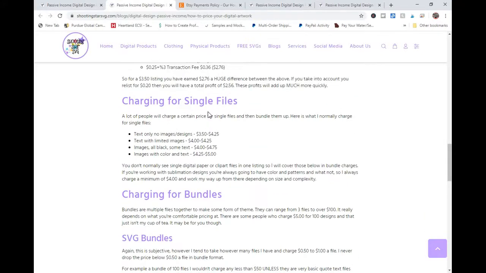So when I'm looking at single files for SVGs, I normally base this as my baseline. If I just have text only with no images and extra designs, depending on how many words are on it and how big the design is, it can be anywhere from $3.50 to $4.25. If it's text with limited images, it can be anywhere from $4 to $4.25. And then if I have images that are all black with some text, it's $4 to $4.75. And then images with color and text, which are more intricate designs, it can go anywhere from $4.25 to $5.